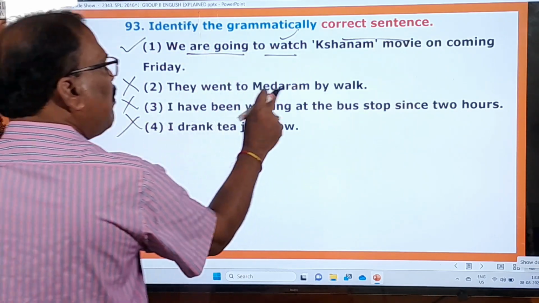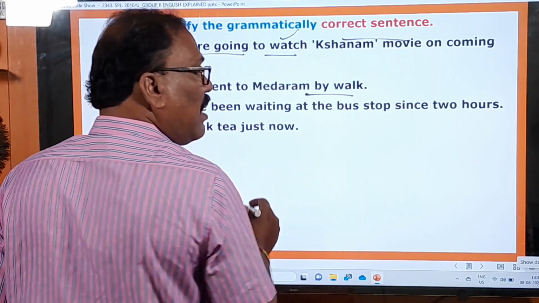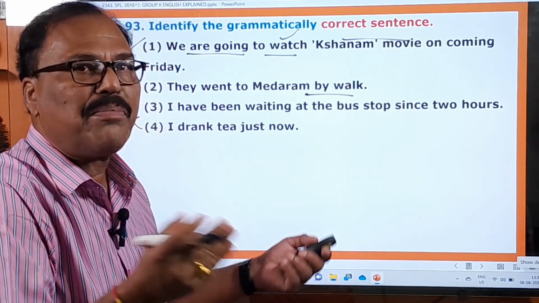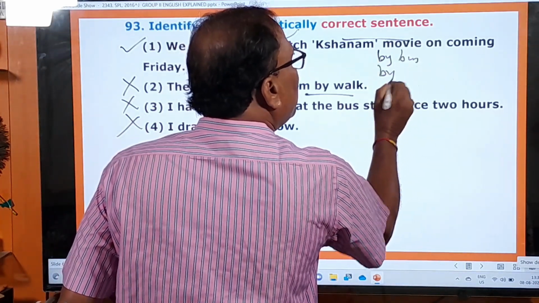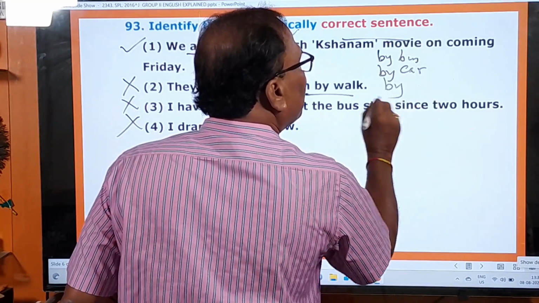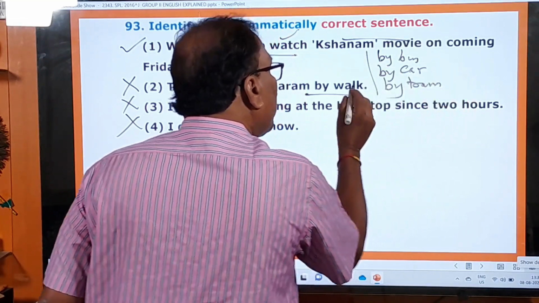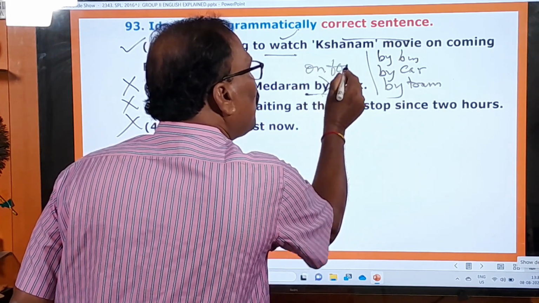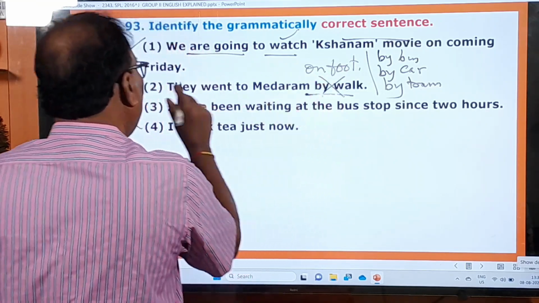Right. They went to Medaram. This is wrong because here by walk is used. English is somewhat a tricky language. The rules are not the same everywhere. You can say by bus, by train, or by car, but you cannot say by walk. What should you say? You should say on foot. Since this is not used here, therefore this is a wrong sentence.